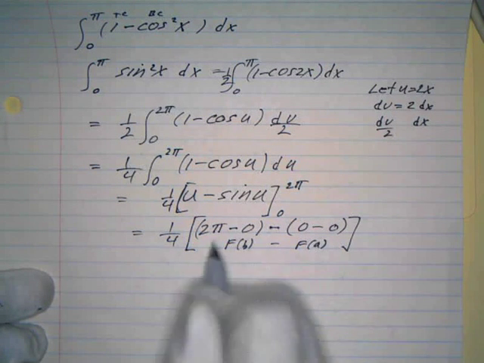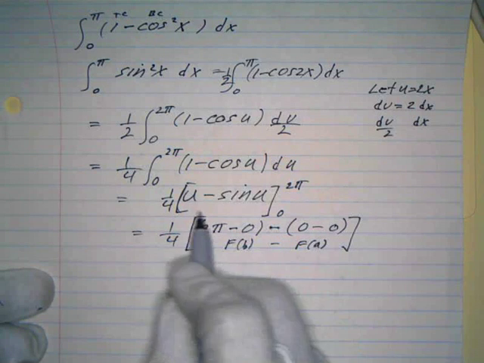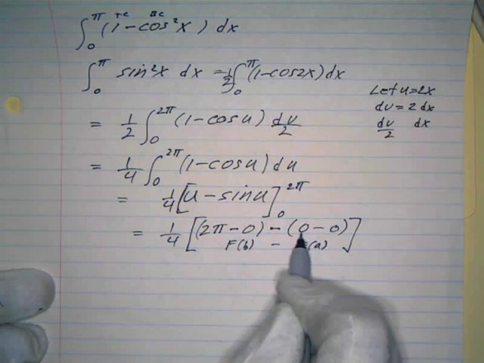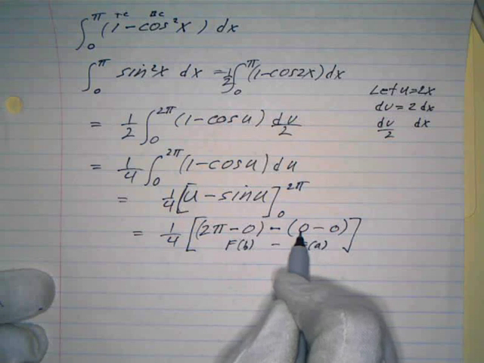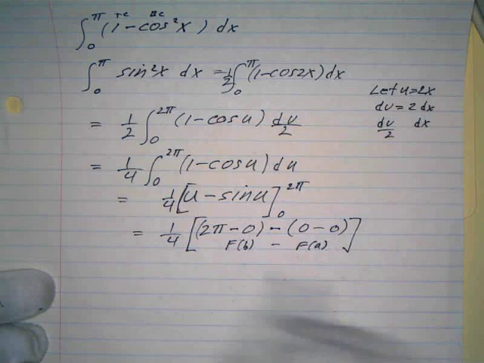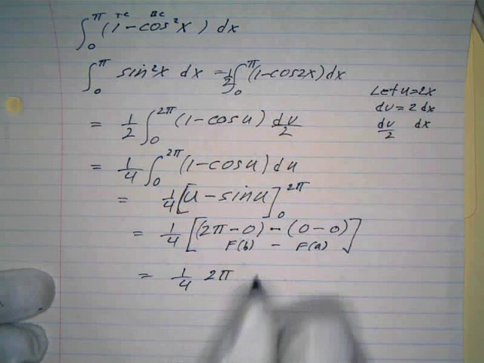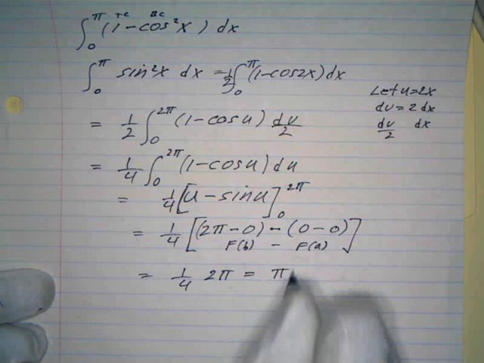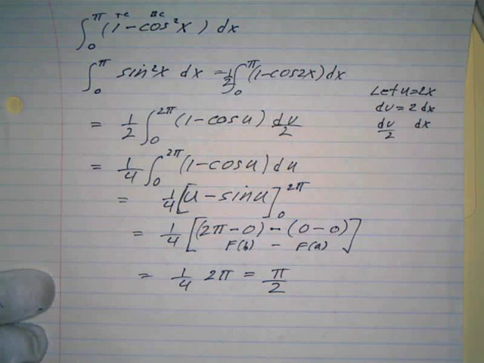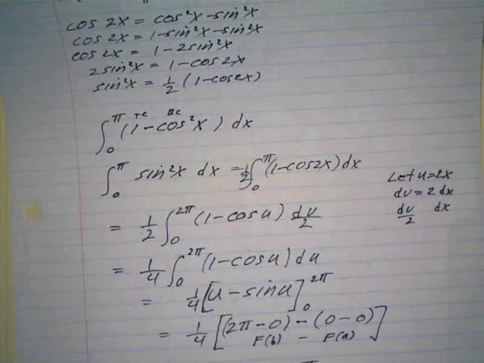Okay, so all these zeros cancel out. Again, sine of 2 pi is 0. This is u, which is 2 pi. That's u, which is 0. Sine of u, sine of 0 is 0. So we just end up with 1/4 times 2 pi, which equals pi over 2. That's your answer. Okay. Wasn't too bad.